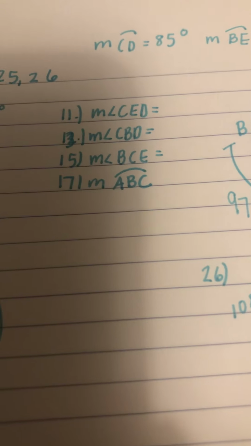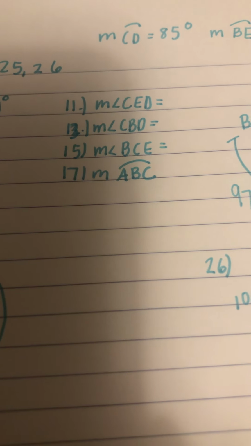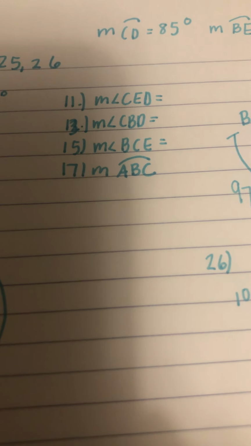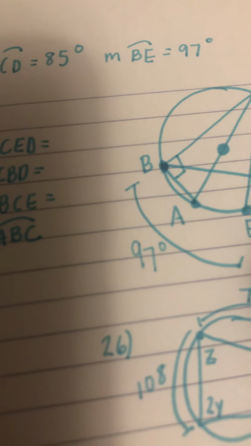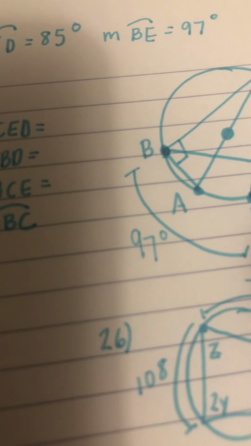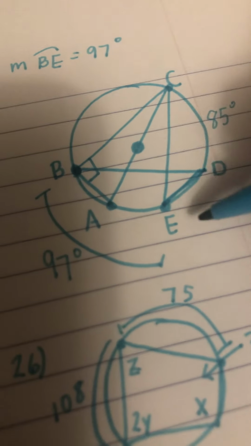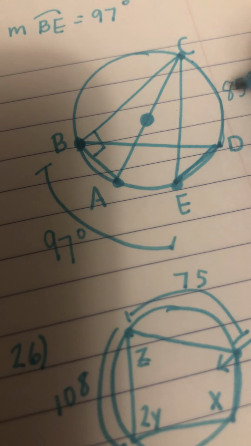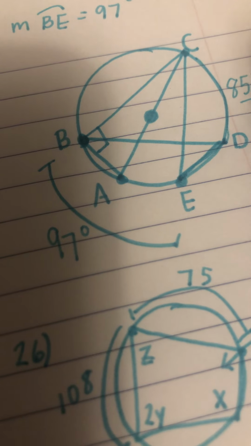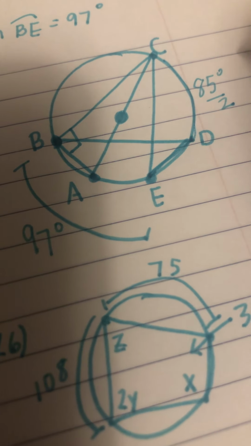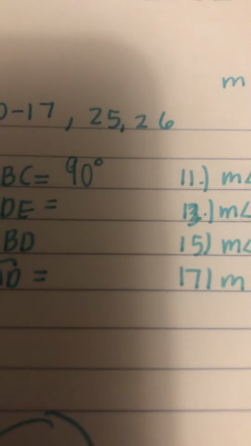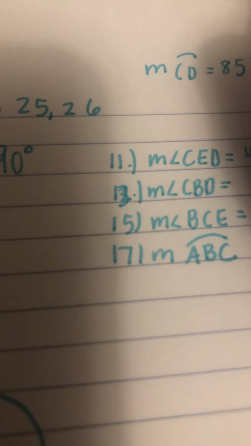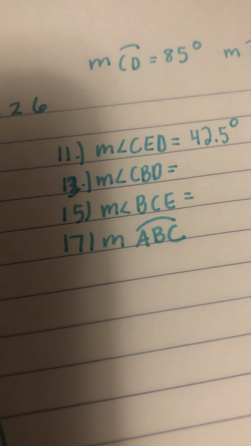Then I'm going to go to CED. Oops, it looks like I didn't connect mine. Sorry about that. Again, where's the vertex? It's on the circle, so it's half of its intercepted arc. So it's 85 divided by 2, which is 42.5 degrees for number 11.